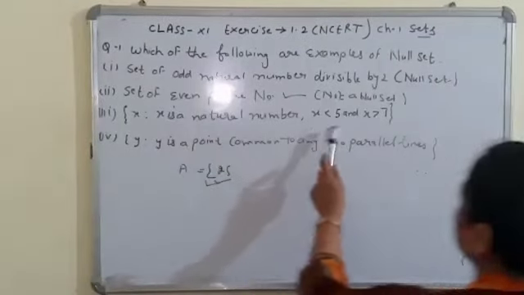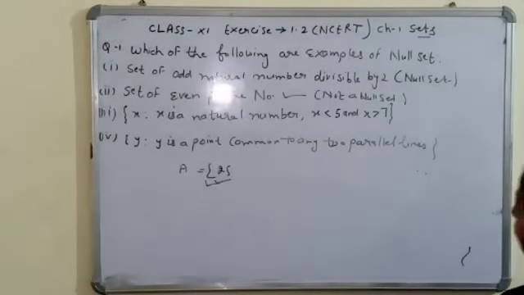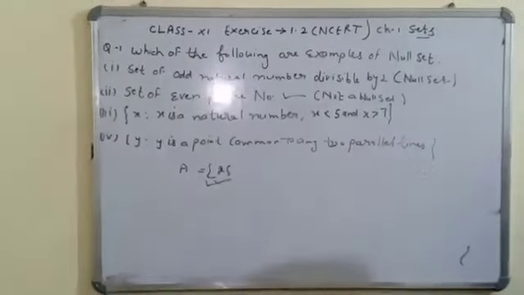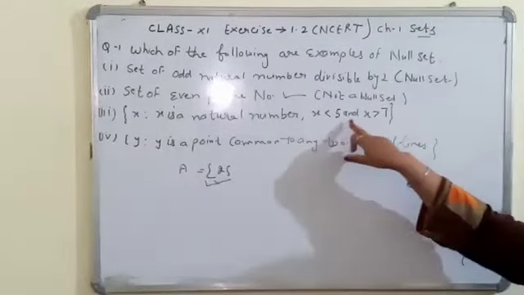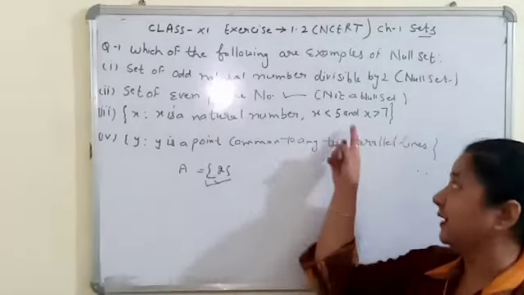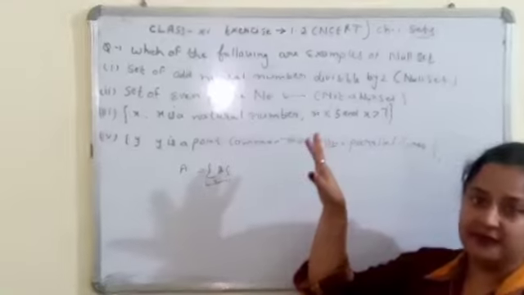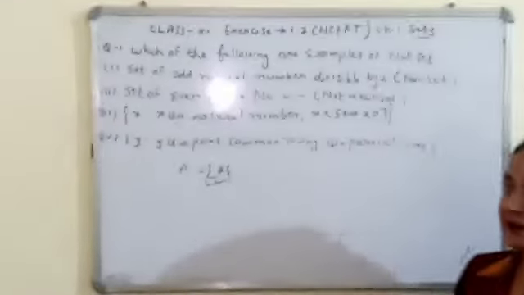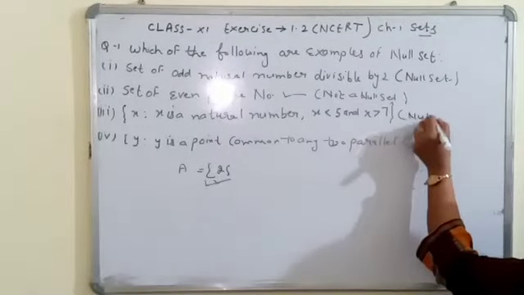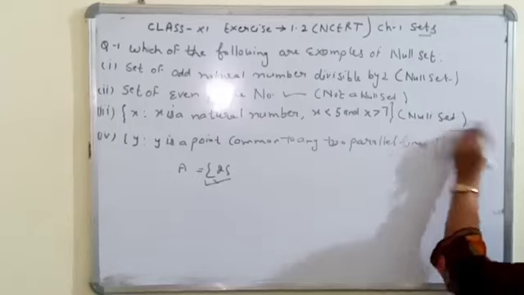Now next is third one is x is a natural number where x is less than equal to 5 and greater than 7. Here we have to write a set in which x is a natural number and that should be less than 5 and greater than 7. Dear students, there is no element which is less than 5 and greater than 7. There is no element if a number is less than 5, then how it can be greater than 7. So this is a null set. Also, easily it's clear to you.